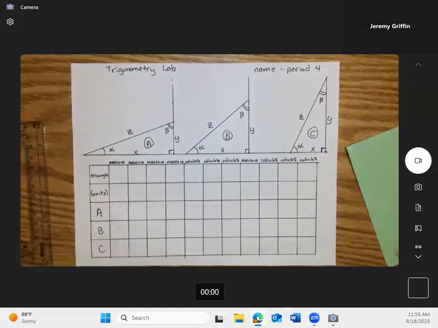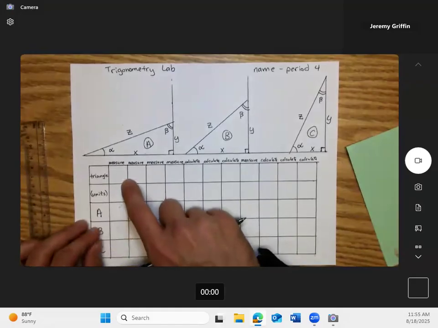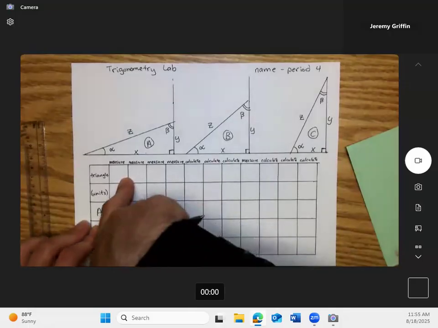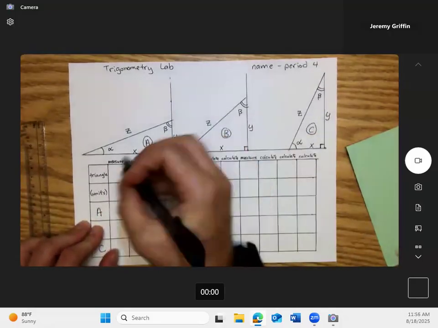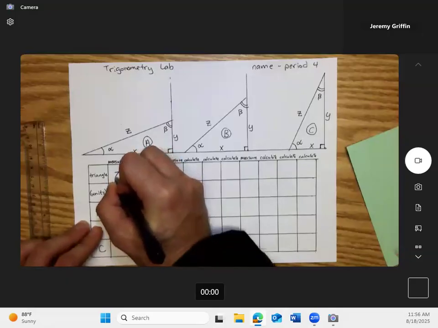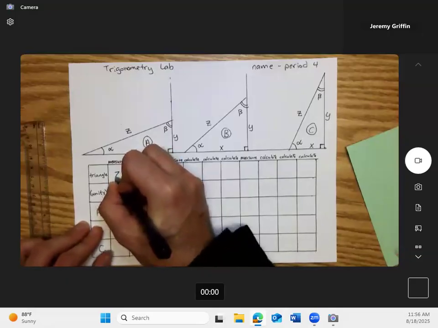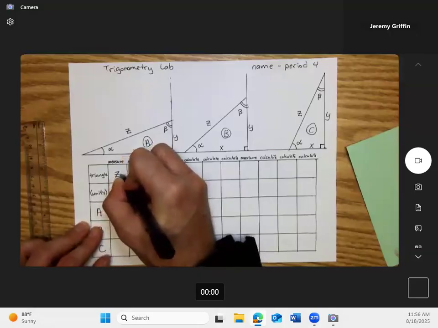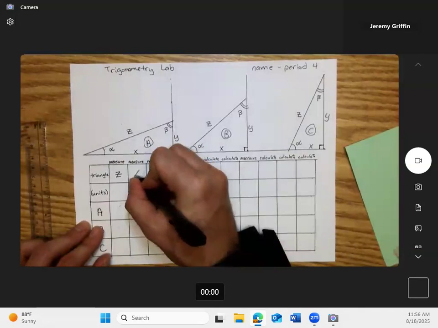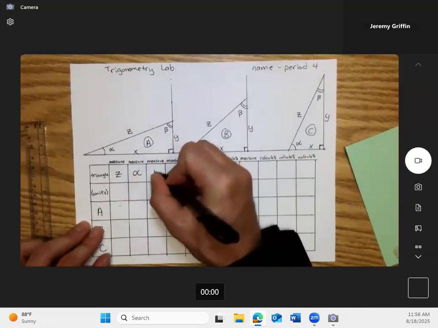Now, how about this table? All right, so I've got triangles A, B, and C. Now, what are we going to measure here? Going across, measure side Z first. Why not? Let's do it. So side Z, then alpha and beta.